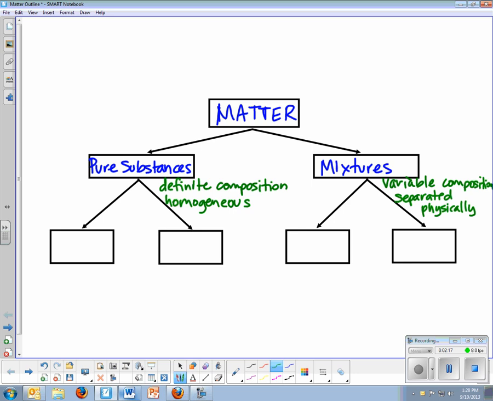Pure substances can be only separated chemically. So by chemical means like a chemical change, so a reaction. Pure substances then you can split into 2 groups. They are elements and compounds. Elements are atoms, and they cannot be broken down into simpler things and still be considered that element.